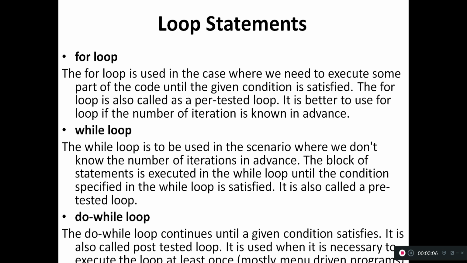And now we have the last one, do while loop. The do while loop continues until a given condition is satisfied. It is also called a post-tested loop. It is used when it is necessary to execute the loop at least once, mostly.